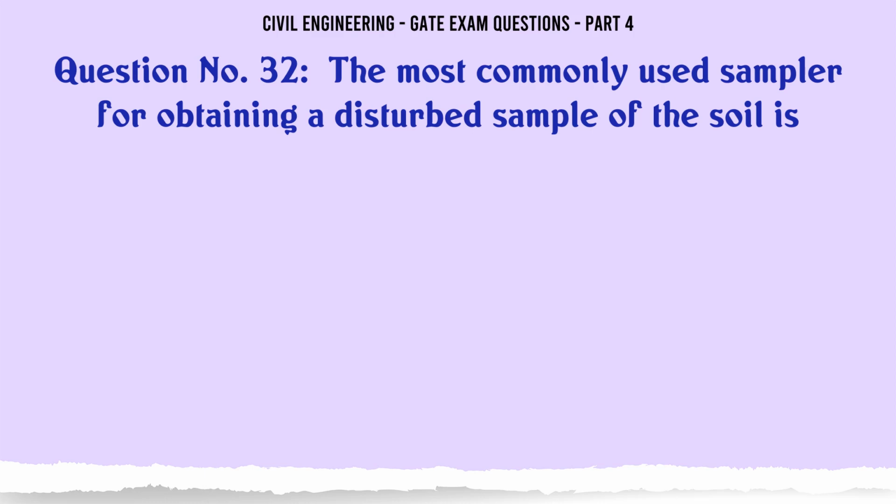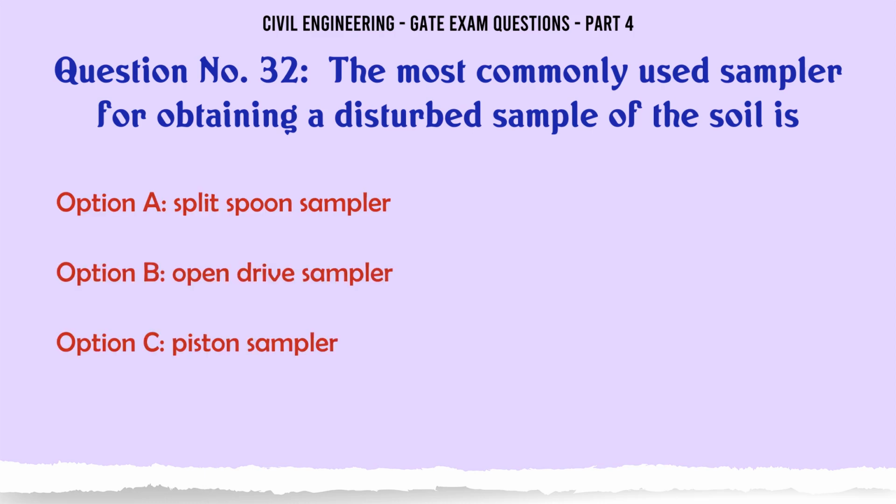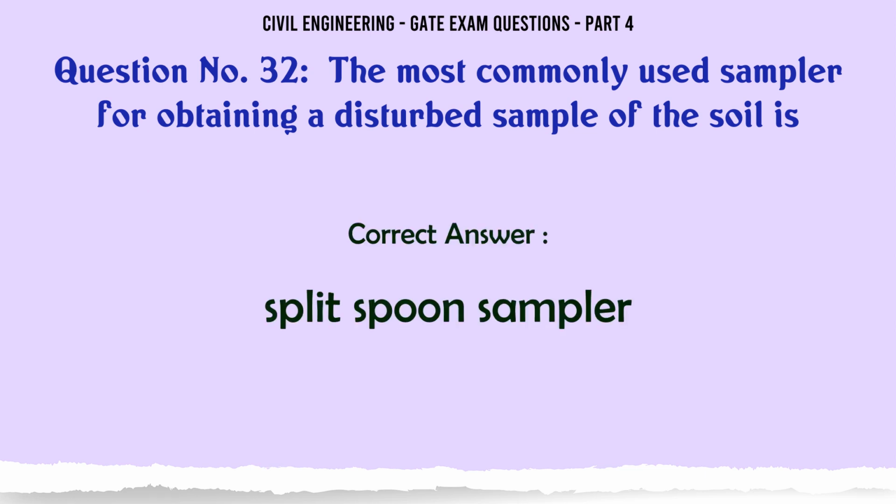The most commonly used sampler for obtaining a disturbed sample of the soil is A. split spoon sampler, B. open drive sampler, C. piston sampler, D. thin wall Shelby tube sampler. The correct answer is split spoon sampler.